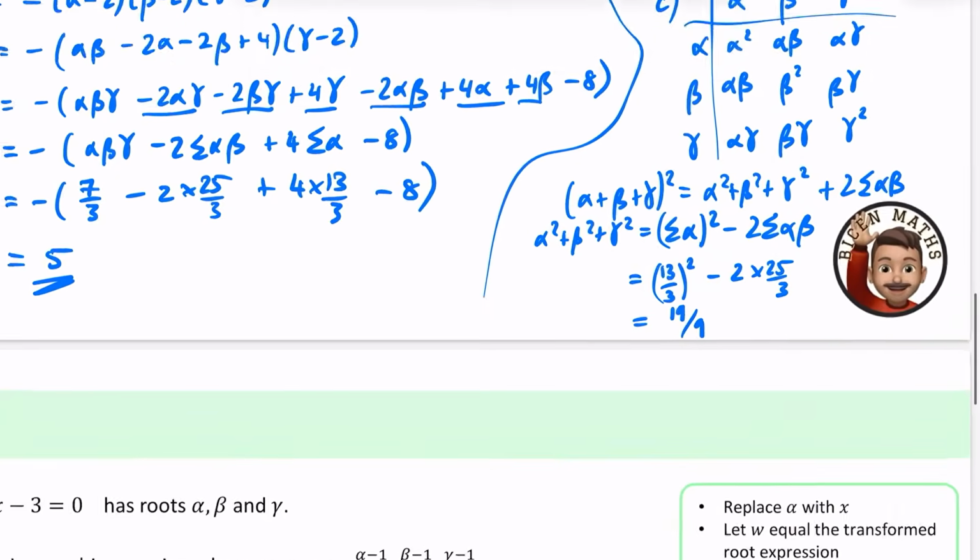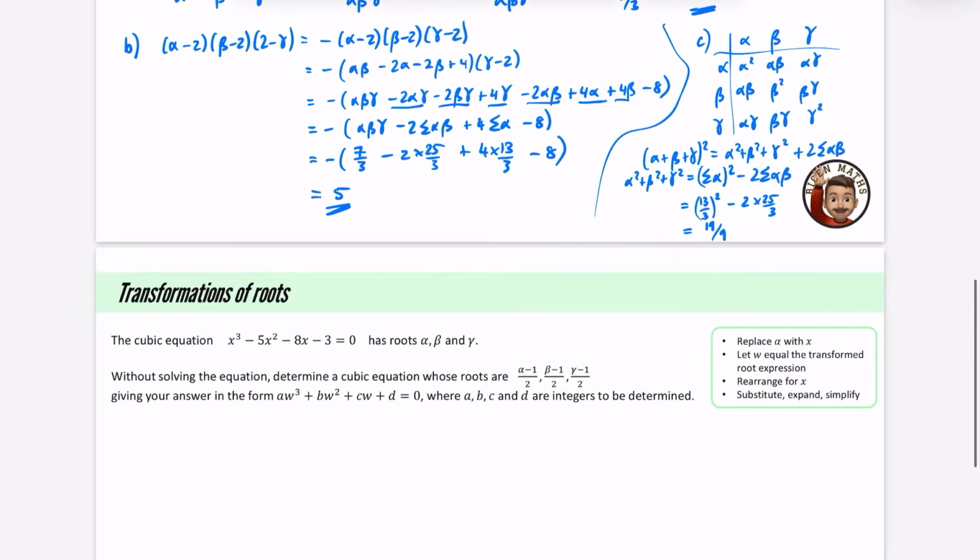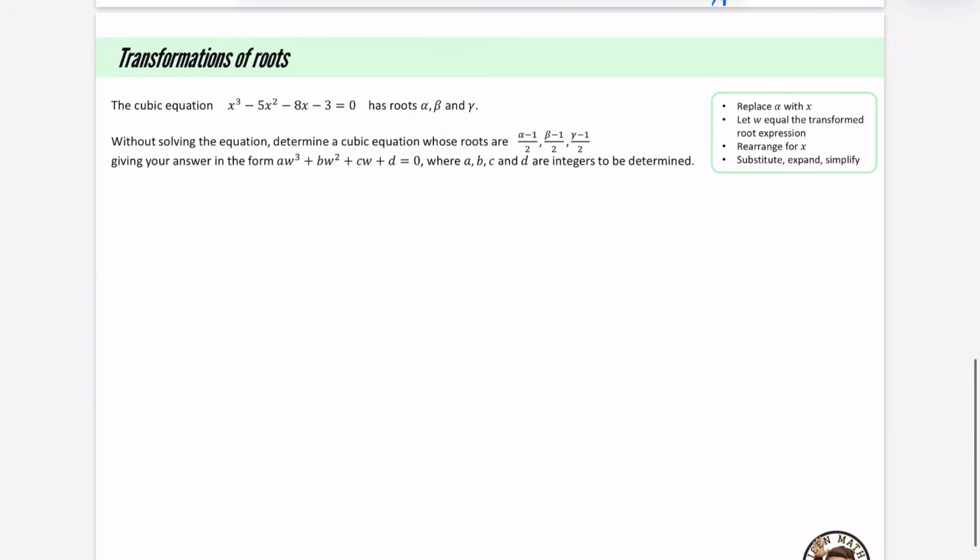Okay. So the last one that we do for roots of polynomials is this thing called transformations of roots. So they've told us here that we have this cubic equation. It has roots alpha, beta, and gamma. And again, without solving the equation, determine a cubic equation whose roots have been transformed to alpha minus 1 over 2, beta minus 1 over 2, and gamma minus 1 over 2. Give your answer in this particular new form where you have integers for the coefficients.